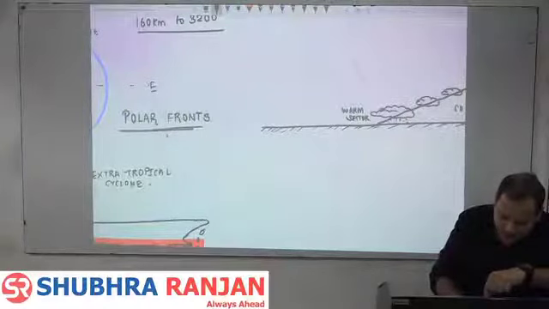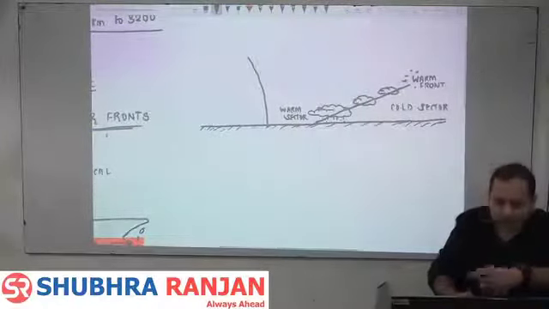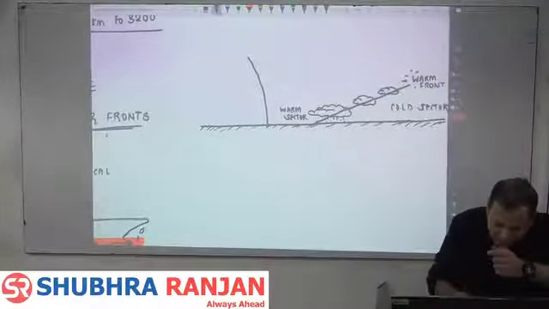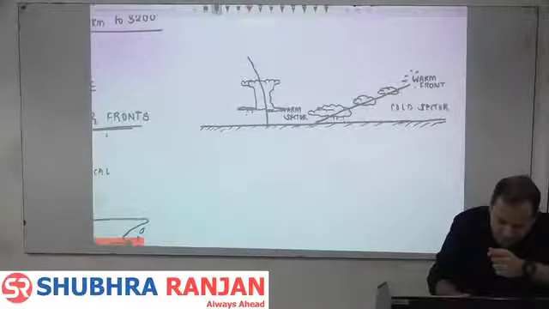There will be the cold front, whose height obviously will be greater than the warm front. Why? Because it is convectional in nature. And here there will be which cloud? Cumulonimbus cloud. And it will give very heavy rainfall along with lightning and thunder. And after that there will be again a cold sector.